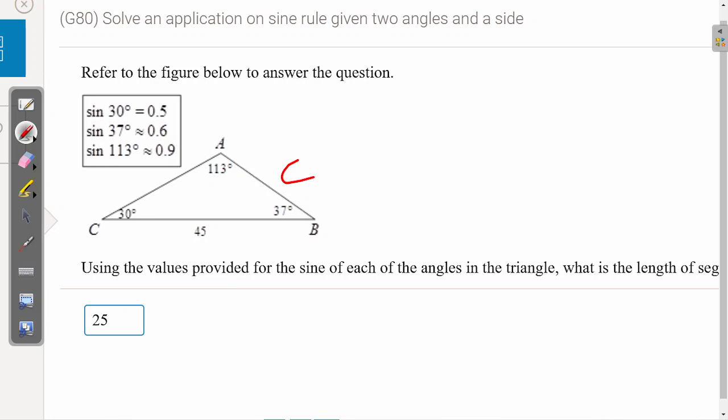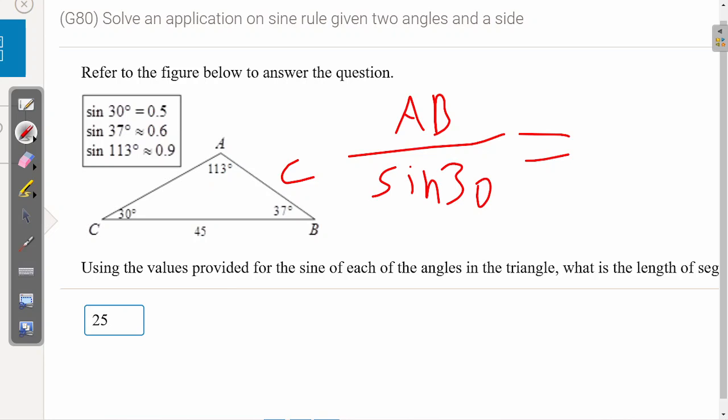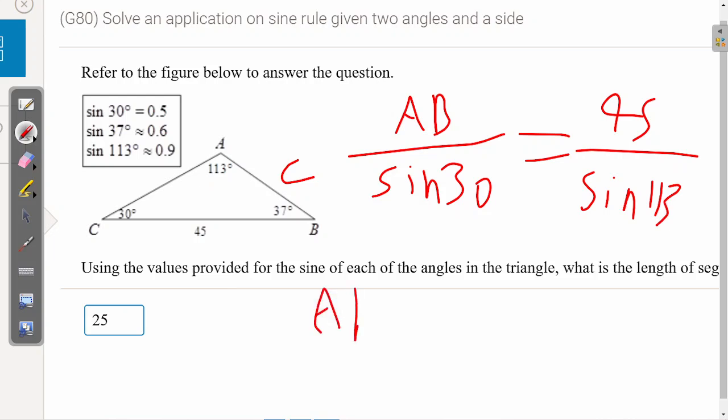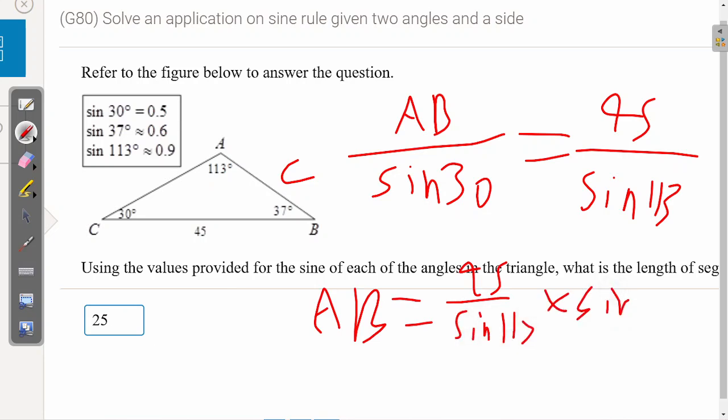So AB, which is c, over sine C, which is sine 30, equals... what side do we have? CB, 45. Which one is opposite? A. So sine 113. Now AB equals 45 over sine 113 times sine 30.